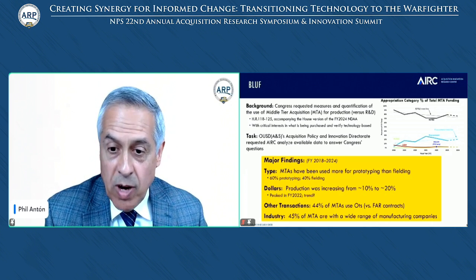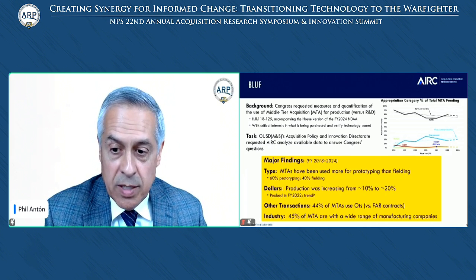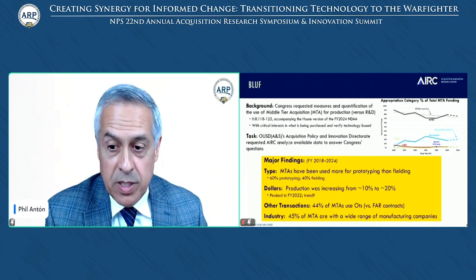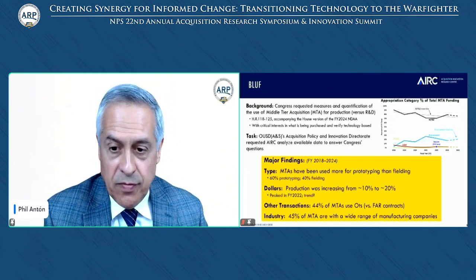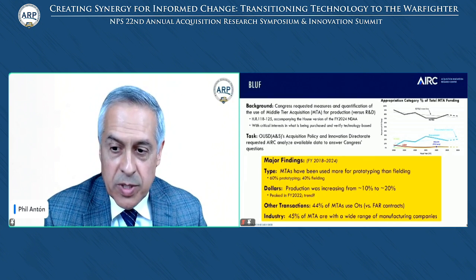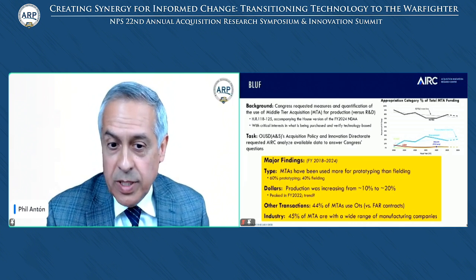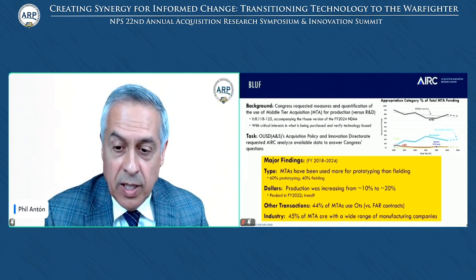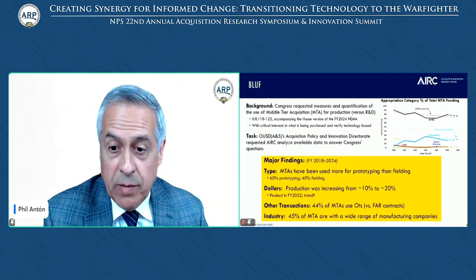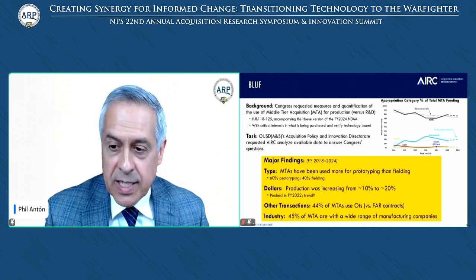In terms of some of the demographics, some of the highlights, they also asked as to whether other transactions were being used for MTAs, and about 44% of MTAs have been using other transactions as opposed to FAR contracts. And they were all interested in a lot of the demographics that Doug will provide some details on in terms of what kinds of companies are out there. Primarily concerned are these manufacturing companies or these research and development types of companies, and it was about 45% of them are in a wide range of manufacturing companies. Next slide, please.